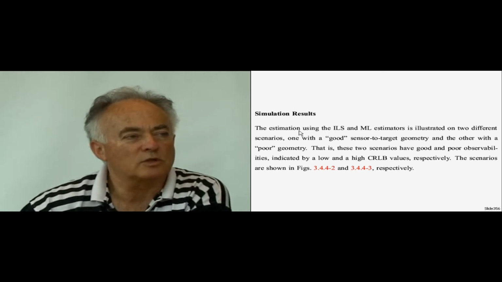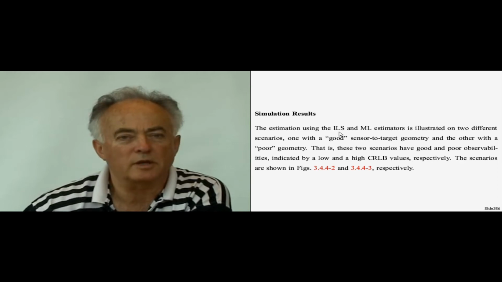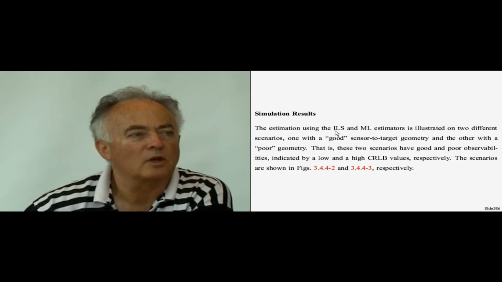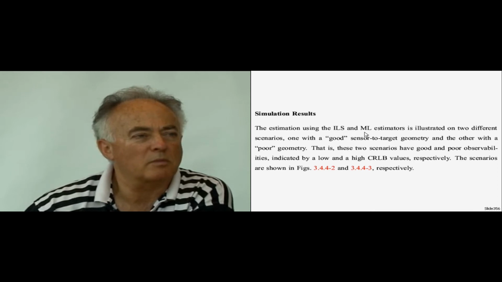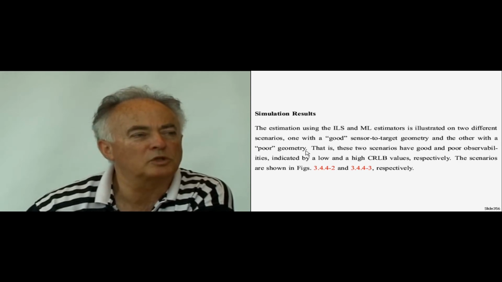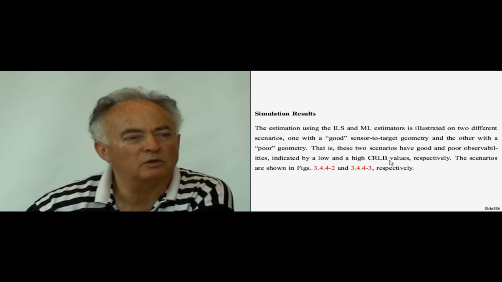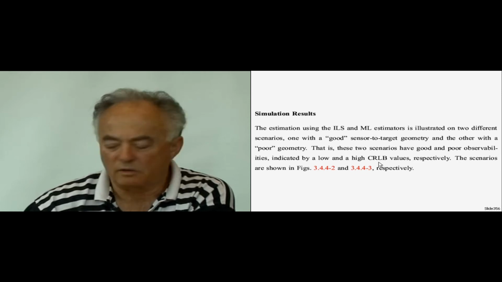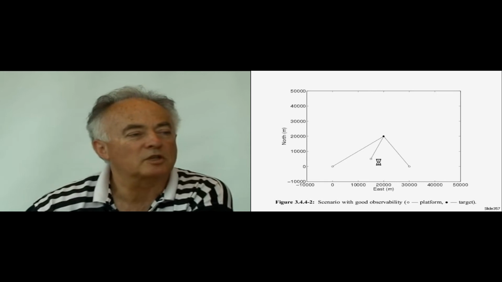Next, we are going to use, for that passive localization problem, the iterated least squares and the maximum likelihood estimator on 2 different scenarios. The quality of the scenarios, whether you have a good sensor to target geometry or poor sensor to target geometry, will be measured by the Cramér-Rao lower bound values. And these are illustrated as follows.